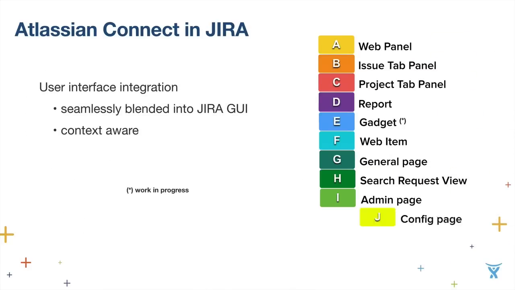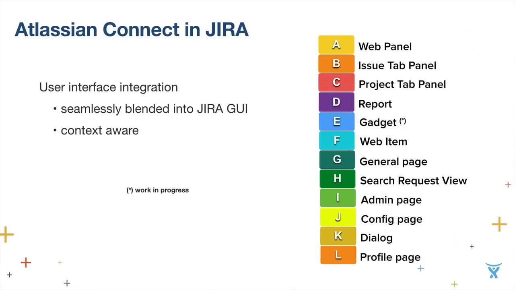The third and very important piece of integration is UI. We let you plug your rendered HTML into the JIRA frame seamlessly. What you're going to provide us is going to be context-aware, which means that it's going to get the information about the project in which it was displayed and about the issue in which it was displayed as well. So at the moment, we are supporting 11 elements of the UI integration, and we are working on the Connect replacement of the gadget.